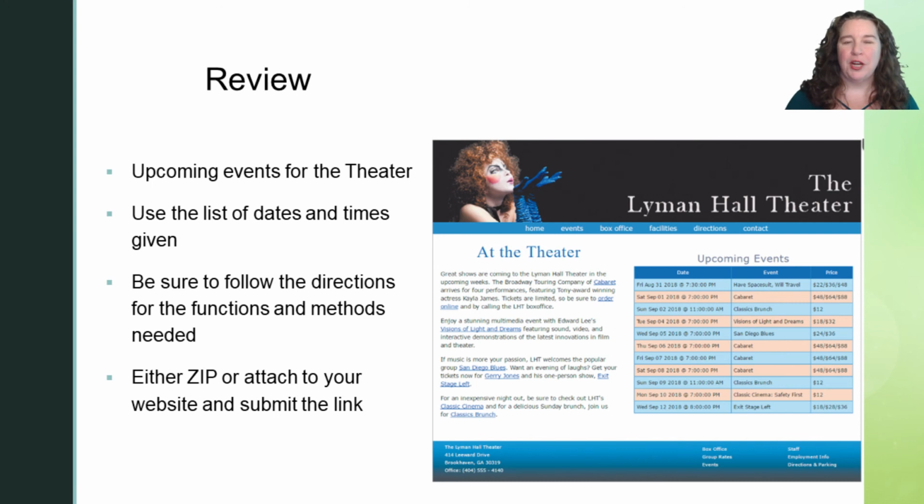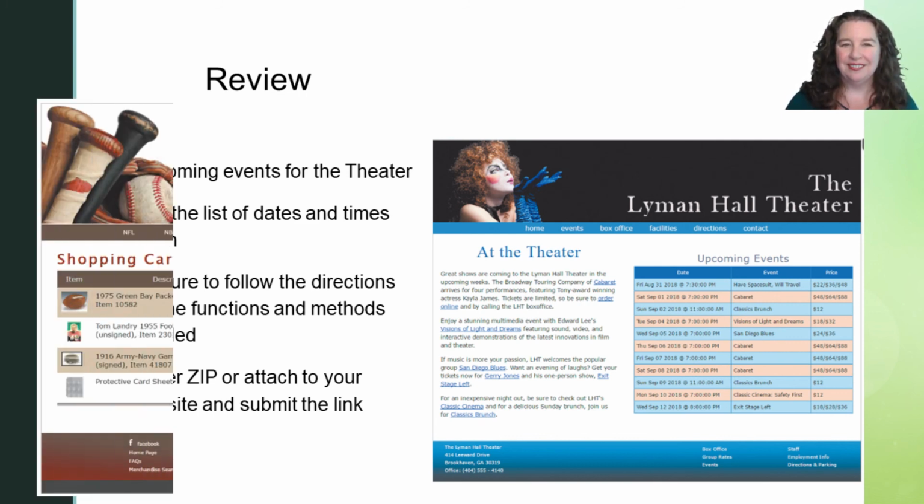For your first of three projects for this chapter, you are going to do a similar event for the theater. You're going to say, what are the upcoming events, using the list they've given you of dates and times to fill in a table. This is not exactly the same as your calendar, but it's following something similar. You're going to be building rows as you go along. Make sure you follow the directions. When you're finished, either zip and submit to D2L or attach to your website.